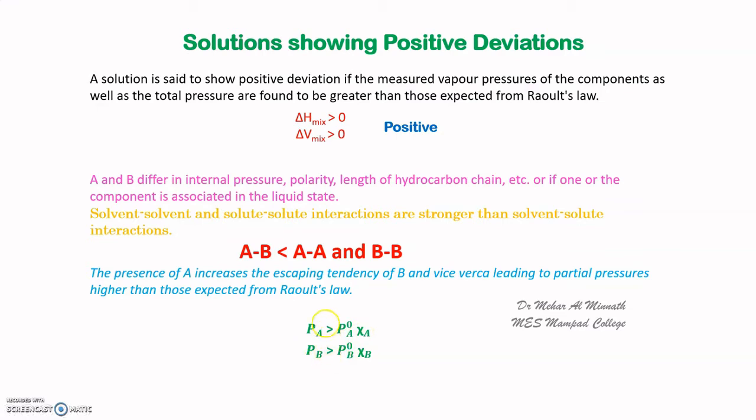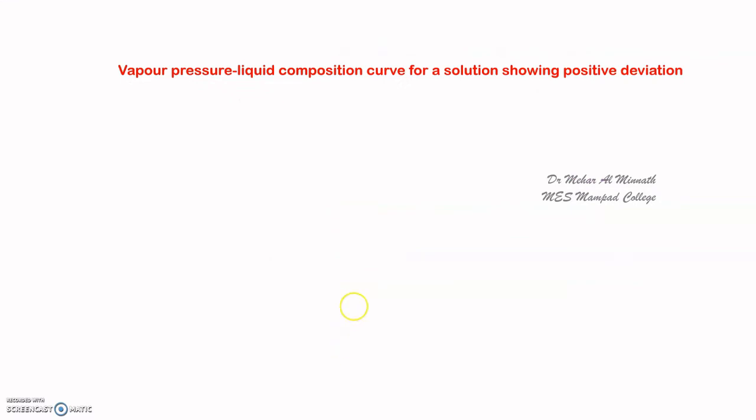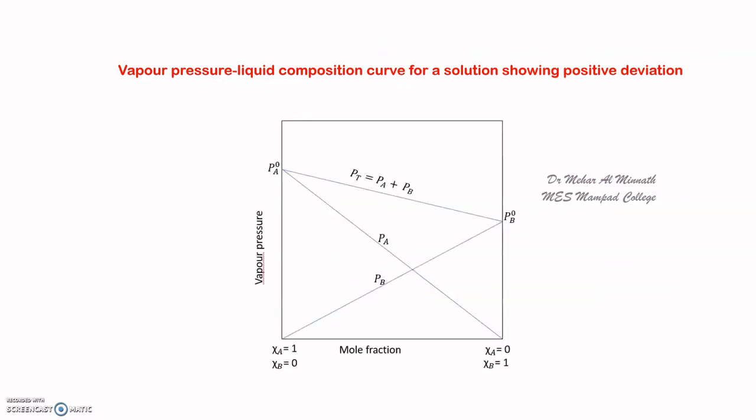So that means the vapor pressure corresponding to A increases, and the vapor pressure corresponding to B increases. Alright, so if we plot the graph, a curve for the solution showing positive deviation, what we find is this is for the ideal condition. The partial vapor pressure of A decreases as the mole fraction of A decreases, and that of B increases as the mole fraction of B increases. This we have explained, and the total pressure will be between these two.